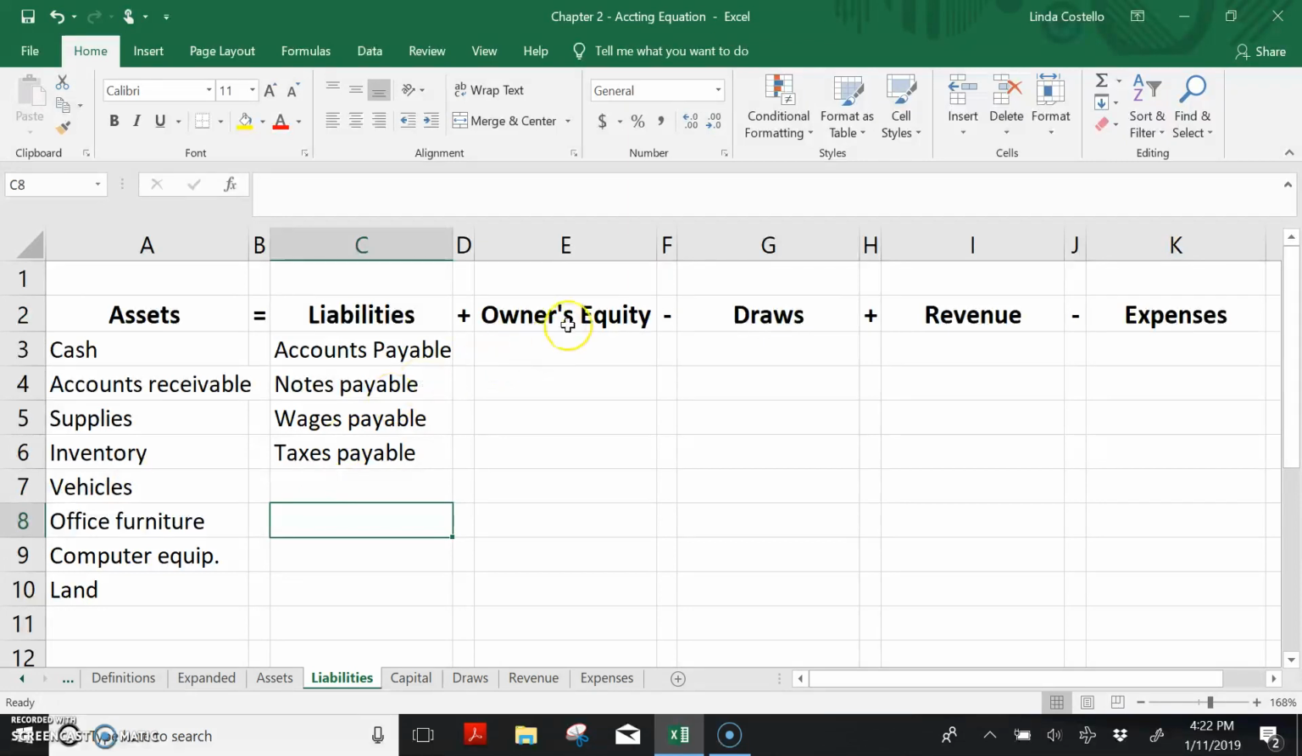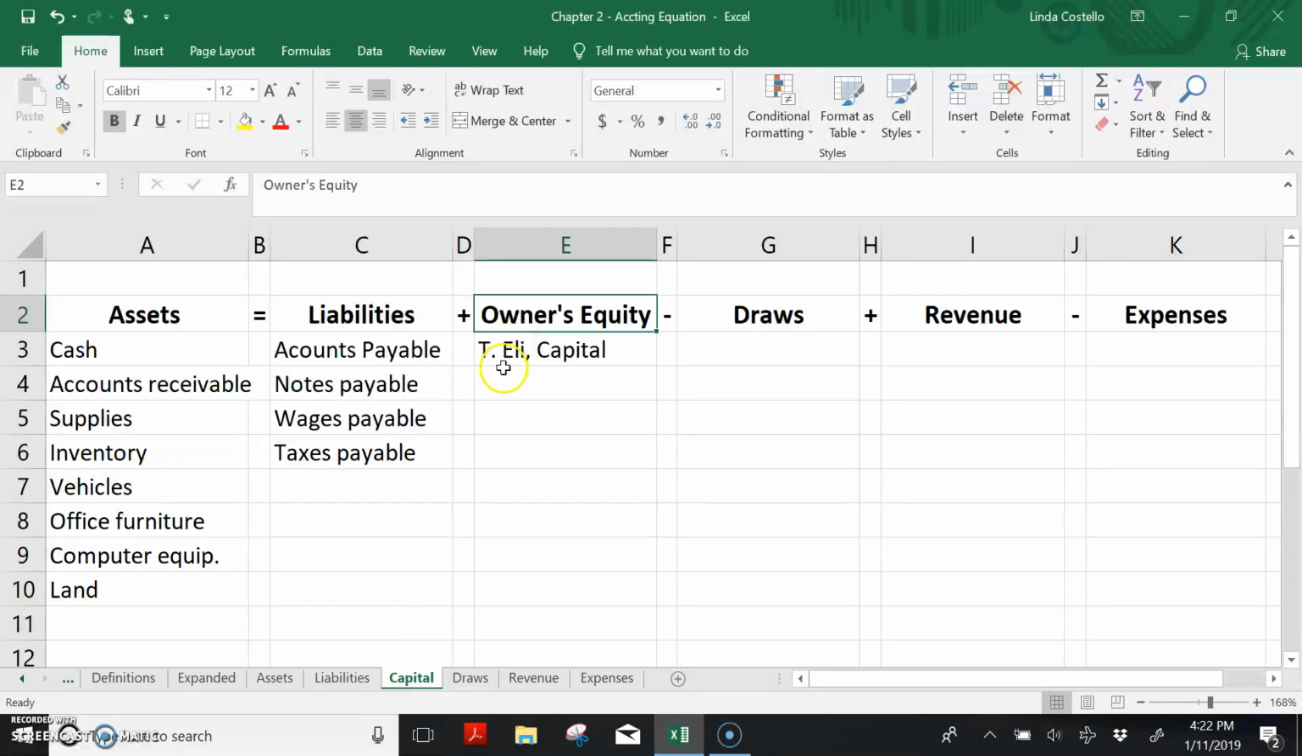In a sole proprietorship business, which we're talking about in this class, there is only one equity account, and that's the capital account of the owner of the business. In this example, the owner is Thomas Eli, so the capital account title is referred to as T. Eli, capital. If it was Sam Smith, it would be S. Smith, capital, or Sam Smith, capital.